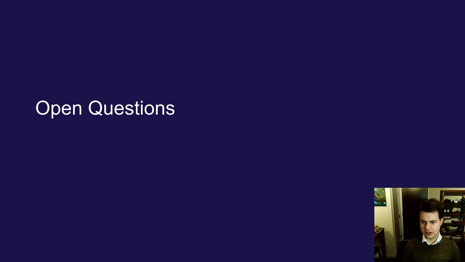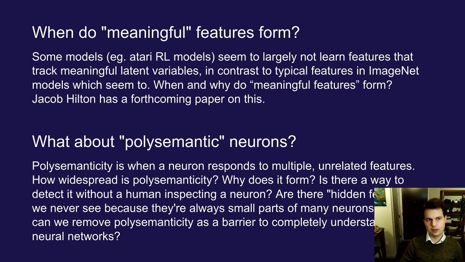Beyond that, there's a couple of open questions that I'm really interested in. First of all, when do meaningful features form? When do features that track meaningful latent variables form? The general picture that a lot of the literature so far has painted is that these are the exception. But when we look at strong vision models, I think what's actually been going on is that a lot of the time people are looking for the wrong features. They're looking for features like cars and dogs, things that they expect to be there, but they aren't looking for things like high-low frequency detectors in different orientations, which they hadn't guessed were there.